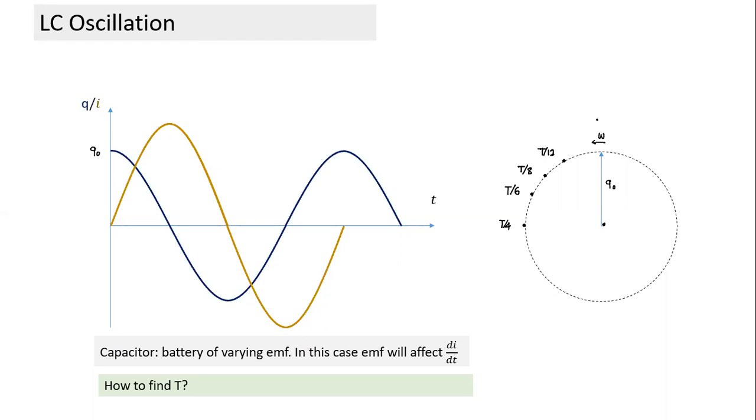And so if this charge is q naught here, this charge at this point becomes equal to root 3 q naught by 2. And this charge becomes equal to q naught by root 2. And this one becomes equal to q naught by 2. And this charge here becomes 0.